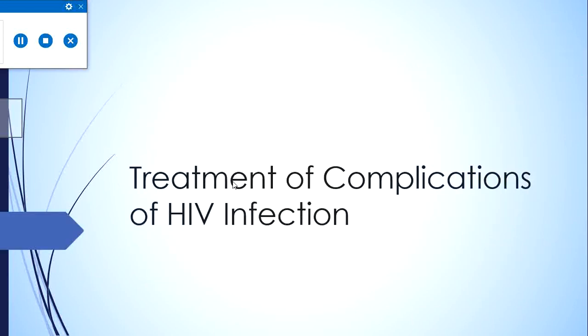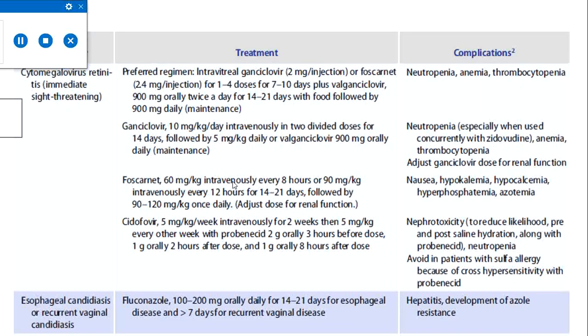Now, regarding treatment of complications of HIV infection, briefly we will discuss cytomegalovirus retinitis, which is an immediately sight-threatening condition. The preferred regime is intravitreal injection of ganciclovir once or up to 4 doses per day for 7 to 10 days, plus oral ganciclovir, which should be continued for 2 to 3 weeks, and this should be followed by a maintenance oral dose of ganciclovir 900 mg once a day.